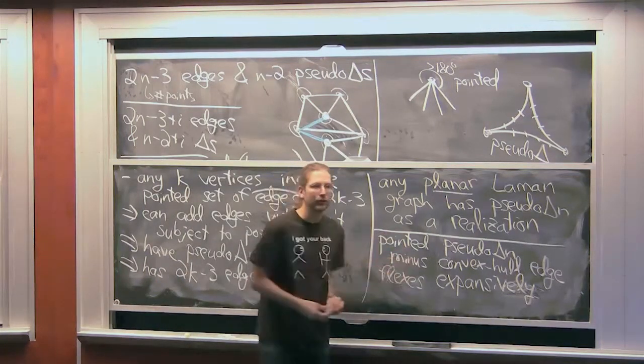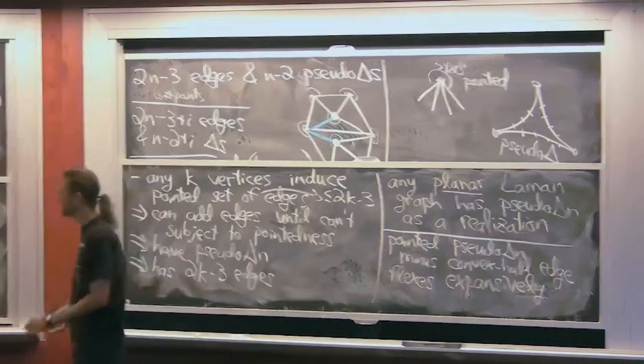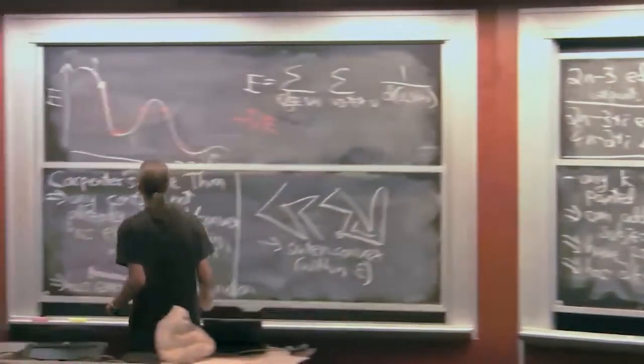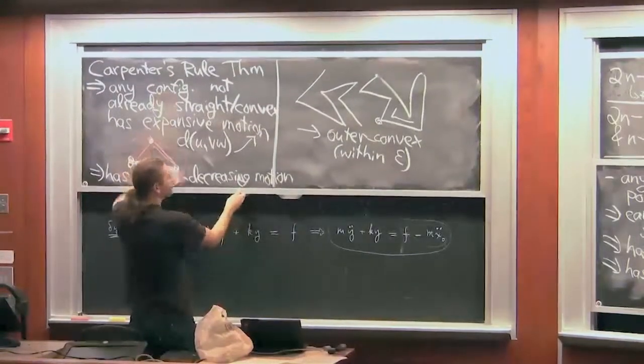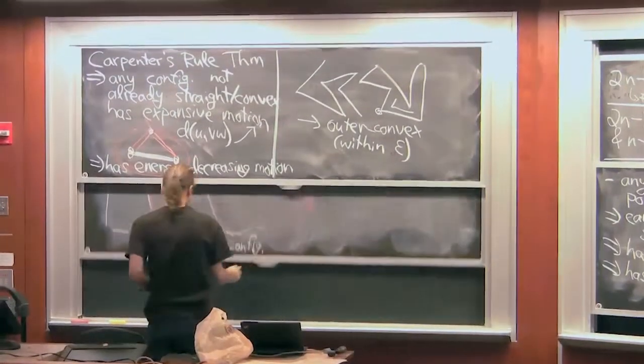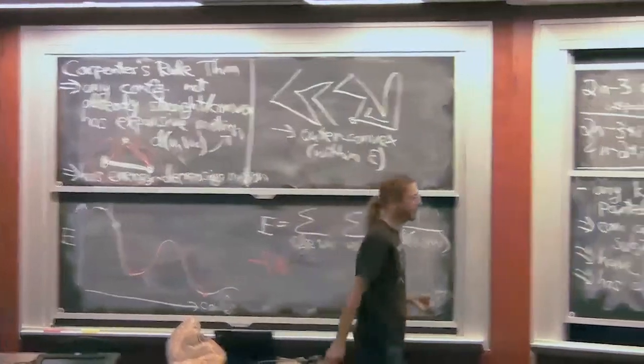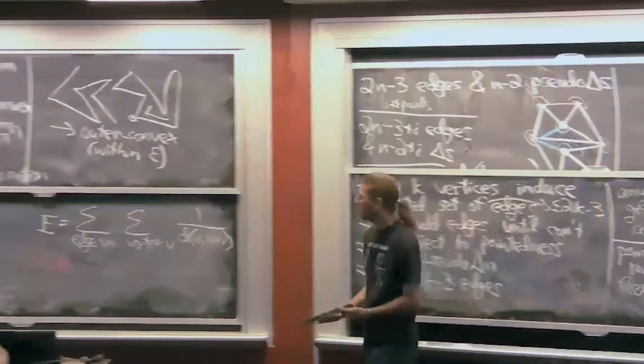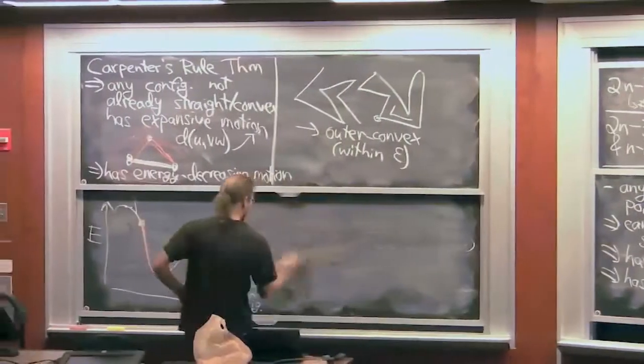So why does this hold? It turns out you can prove this using things similar to what we know from our proof of the Carpenter's Rule theorem that we covered. So it's kind of neat to see the connection between the two.